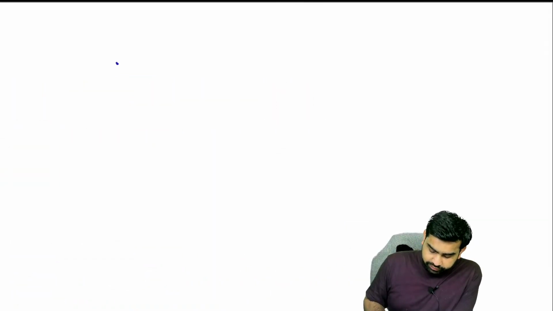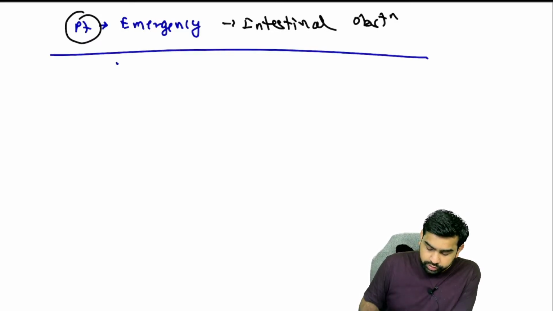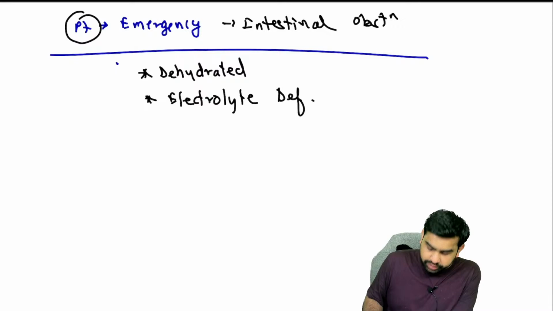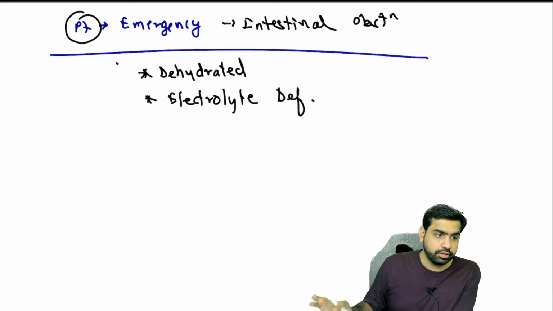Here what you need to understand is that whenever the patient comes to the emergency and these particular patients are having intestinal obstruction, the first thing to know is that the problem with these patients is that they are dehydrated. They have electrolyte deficiencies. The electrolytes are very, very low. They are dehydrated to the core. All these things are there in these patients, right?